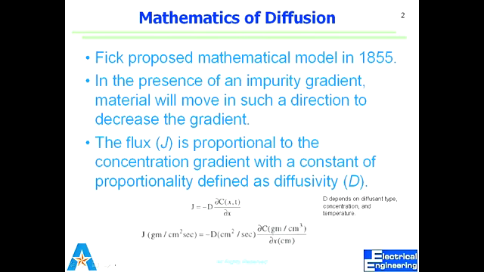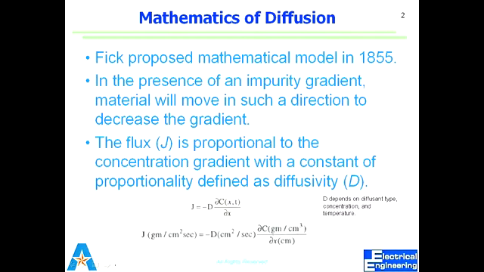And there are models that define diffusion, right? Fick's law of diffusion is one of the fundamental laws that we see, where there's flux which is proportional to the concentration gradient, and then the diffusion coefficient is the constant which gives you this relation. So D depends on the type of diffusion, concentration, and very importantly temperature.